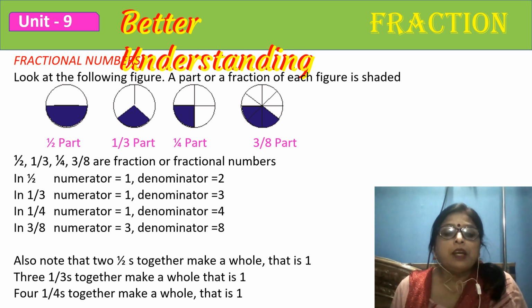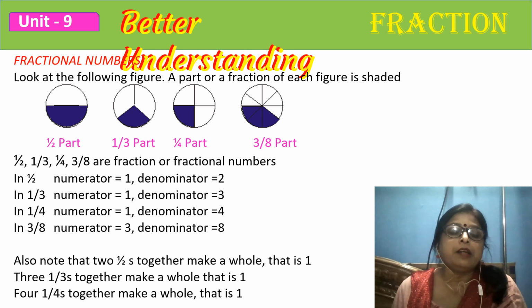Fractional number. Here some figures are given. A part or a fraction of each figure is shaded. The figure is not fully shaded, only a few portions are shaded here. In the first picture, half is shaded, in the second one 1 by 3, in the fourth one 1 by 4, and in the fifth one 3 by 8 is shaded. So 1 by 2, 1 by 3, 1 by 4 and 3 by 8. These are all parts of a whole, so these are called fractional numbers. So you can say that a part of a whole is called a fractional number.